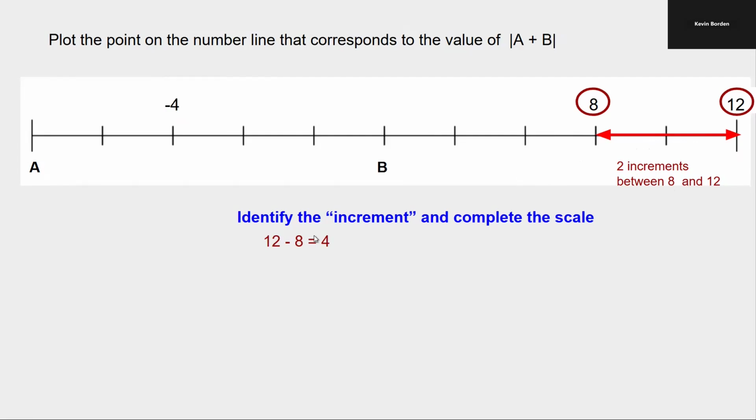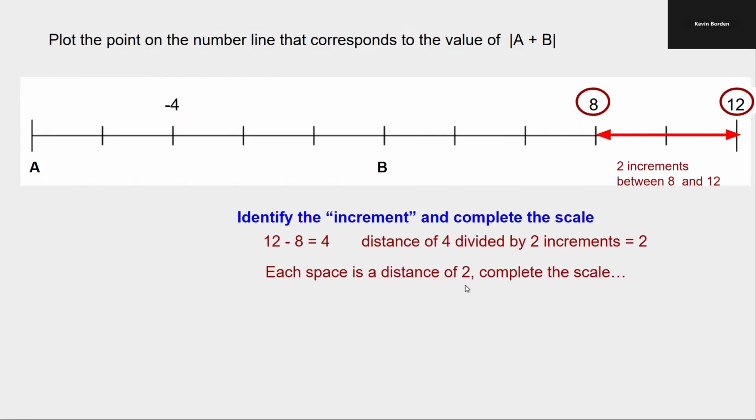We subtract the distance between 8 and 12 and we get 4. The distance of this red line with the 2 arrows is 4. And we divide that by the 2 increments. Distance of 4 divided by 2 increments. Each increment, or each space, has a distance of 2. That will help us complete the scale.